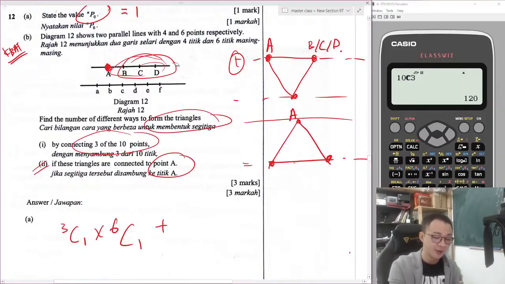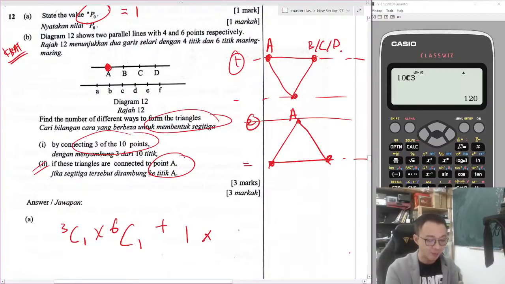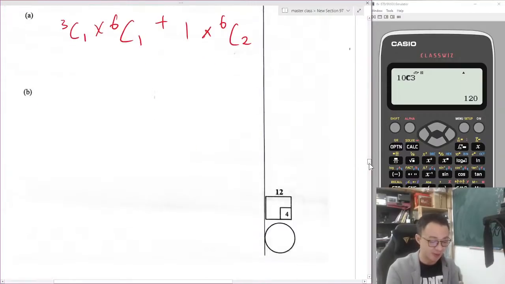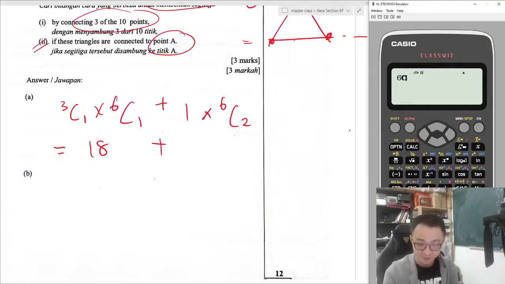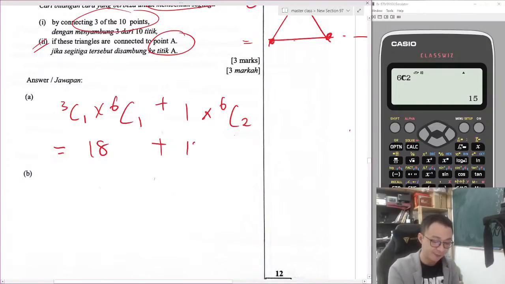Or the second option, A is on the top, which is 1, multiply by 6 points, I will choose 2. Then I will just add together. So this one will be 18 plus 6C2, which is 15. Oh, this is B, not A, I'm doing B here. So it should be 33.